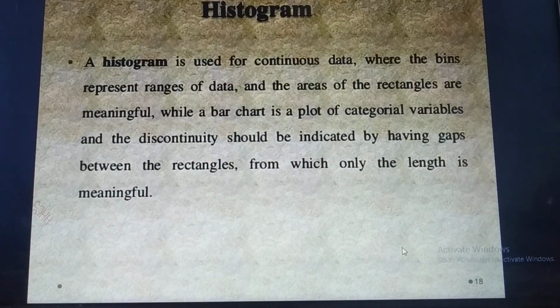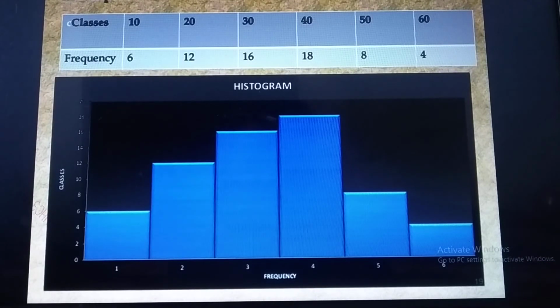Histogram. The histogram is used for continuous data where the bins represent ranges of data and the areas of rectangles are meaningful, while a bar chart is a plot of categorical variables and the discontinuity should be indicated by having gaps between the rectangles, from which only the length is meaningful. This is the histogram. Class interval and frequency are given. X is class interval, Y is frequency. Now draw the diagram.